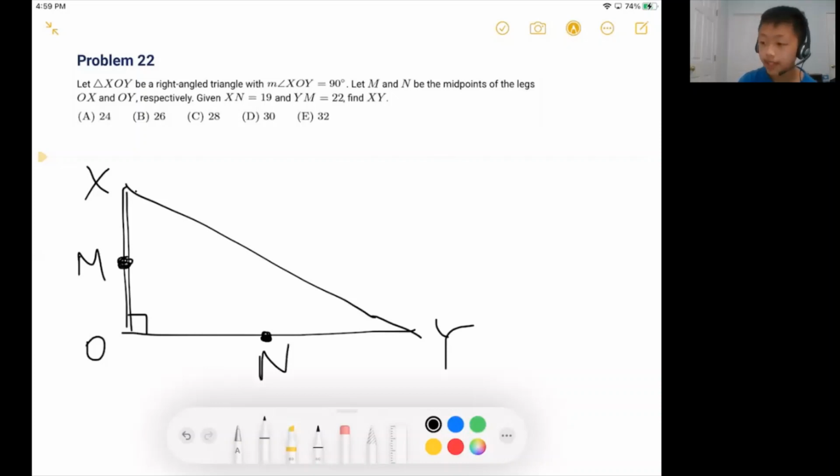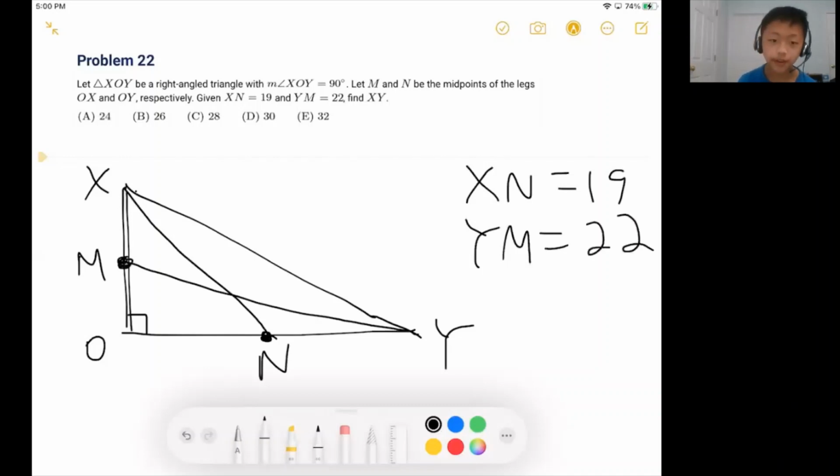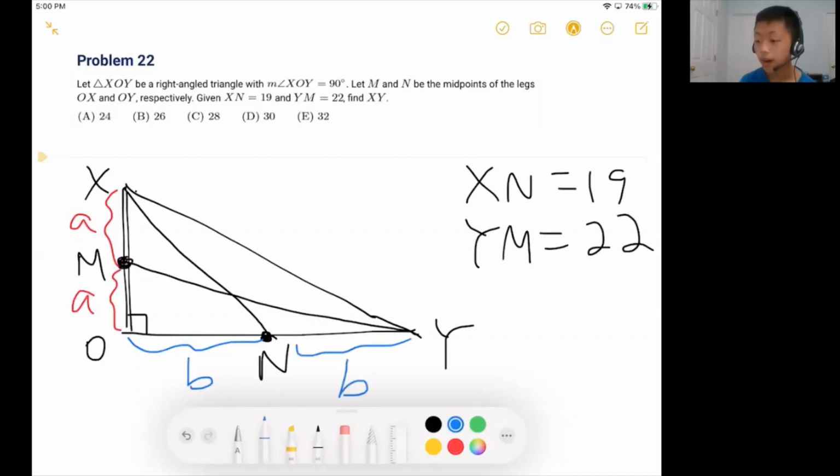And we're given that XN is equal to 19 and YM is equal to 22, right? And we want to find what is XY. So the idea for this question is basically to use variables. Since M is the midpoint, what if I call this A and this A? Then I can call this B and this B, right?